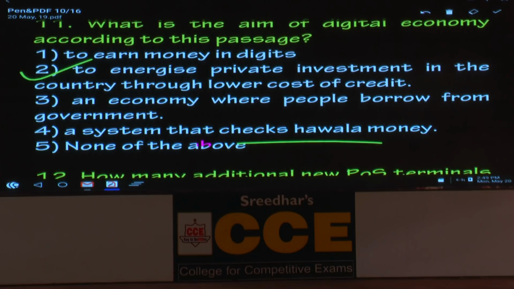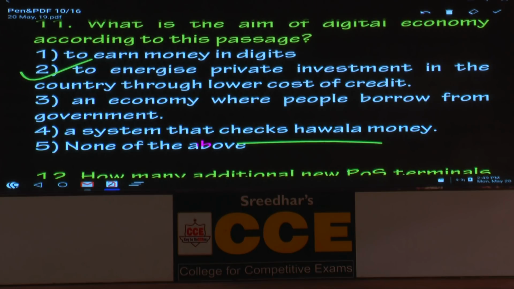What is the reason? The opening statement talks about what? Promotion of a digital economy is an integral part of government strategy to clean the system and weed out corruption. But here, corruption is a broad term. Hawala money is one of the dimensions of corruption. So why can't you take the fourth option? It talks about one dimension or one aspect.